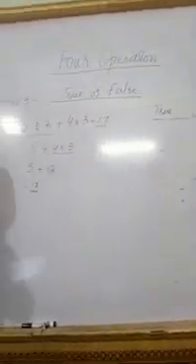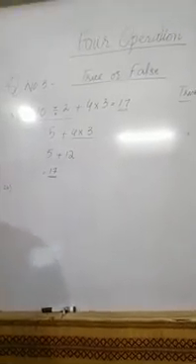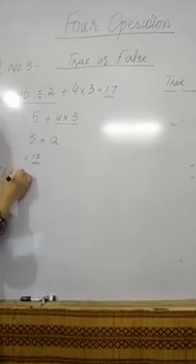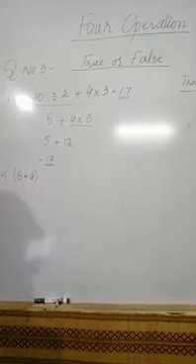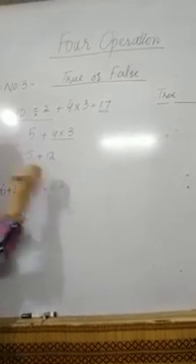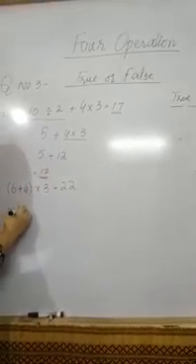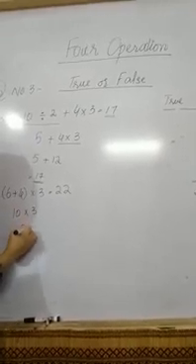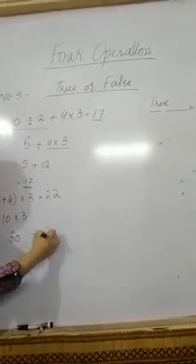In part 2, 6 plus 4 times 3 equals to 22. So 6 plus 4 is 10 times 3, which is equals to 30. So this 30 is not equals to 22. So this statement is false.